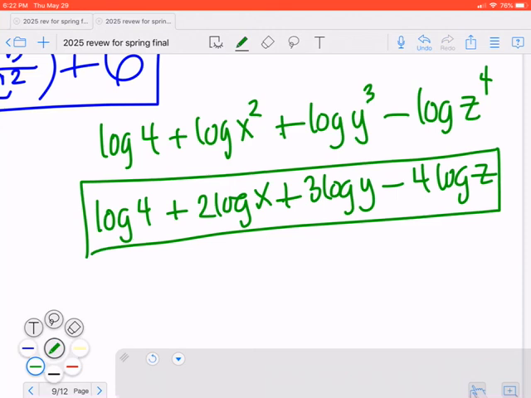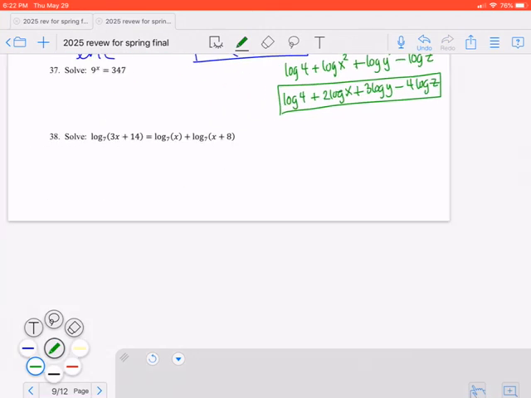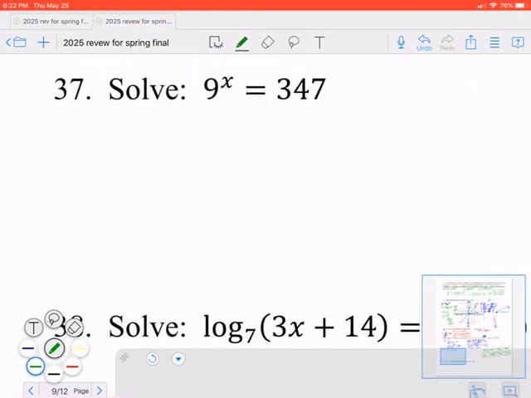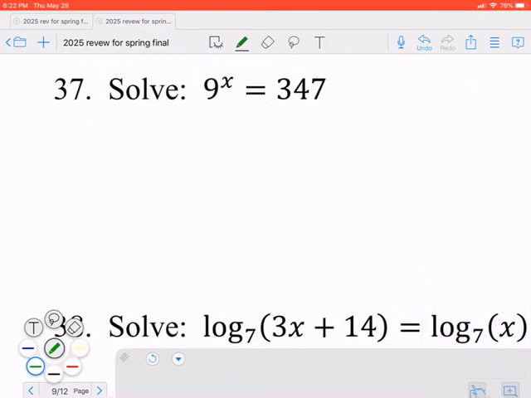Expanding. Next is solving. So I would check with my calculator that I could make this be a base of 9 or a base of 3 because I can write 9 as 3 squared, but it turns out it doesn't work. And so now we have a couple choices, and the one we did most was we took the log of both sides.